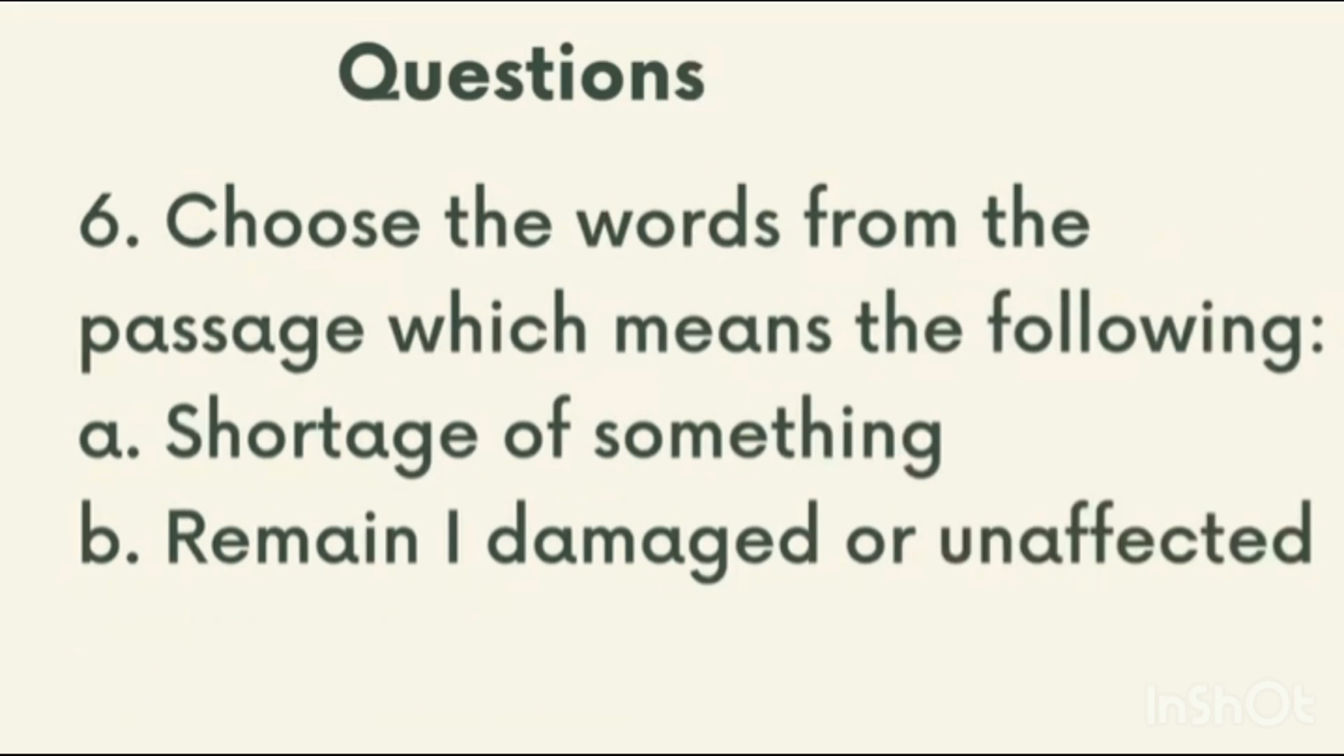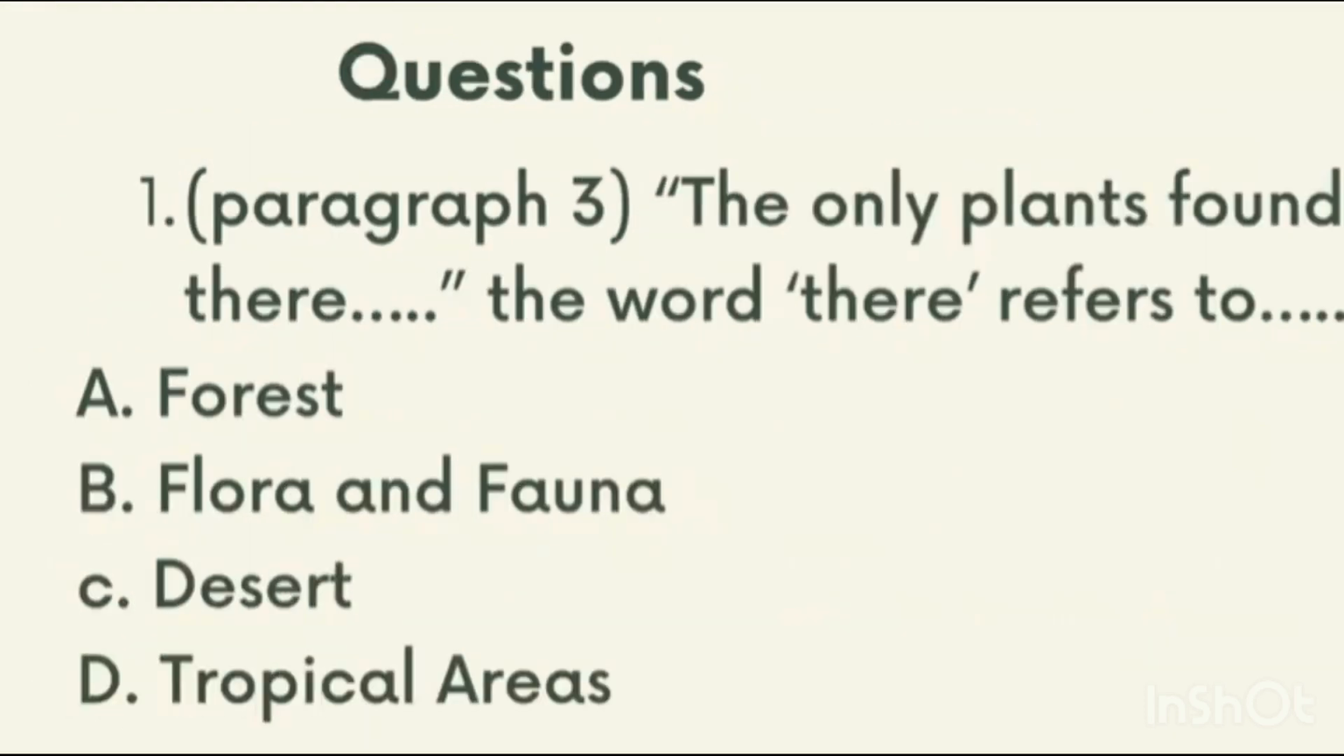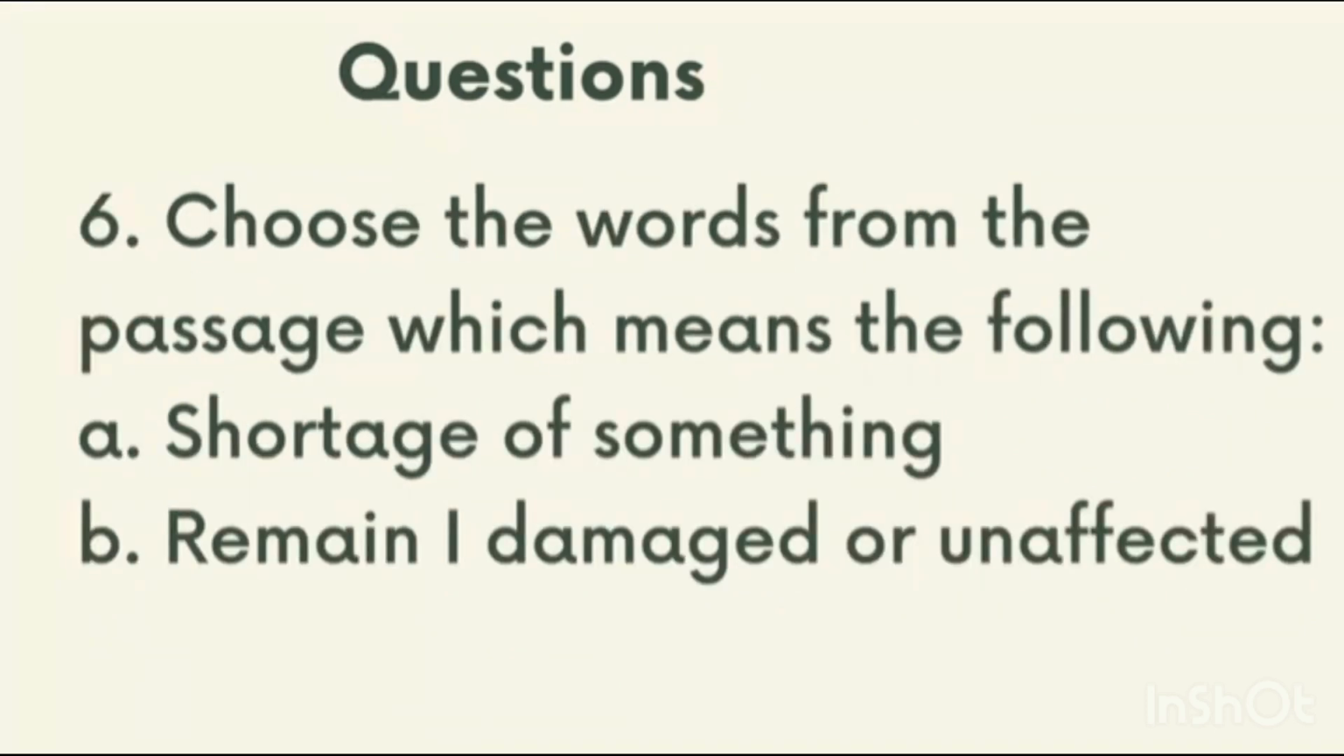Then remain undamaged or unaffected, the answer is withstand. When you go to the passage, it is saying the only plants found there are those which can store water and withstand the extreme of heat and cold, meaning the only plants which can remain undamaged or unaffected by heat and cold. This is the meaning. So when you look at what is coming before and after a word, it is very easy to find the meaning. Comprehension is very simple, but it is tough at the same time. You have to be very careful as you are answering questions.